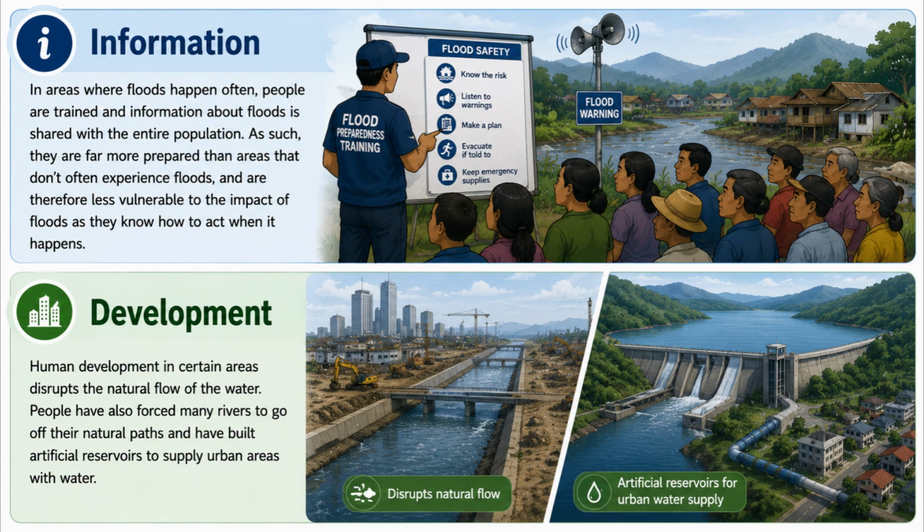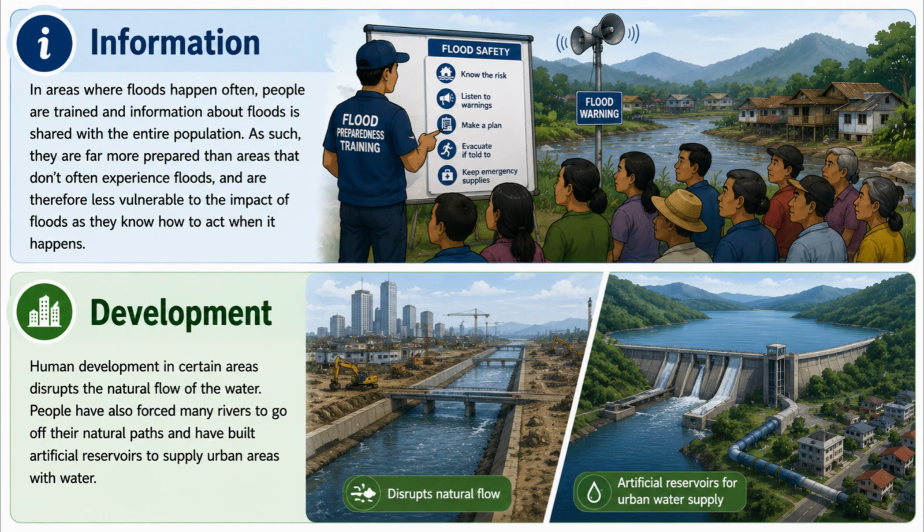Information. In areas where floods happen often, people are trained and information about floods is shared with the entire population. As such, they are far more prepared than areas that don't often experience floods, and are therefore less vulnerable to the impact of floods as they know how to act when it happens.